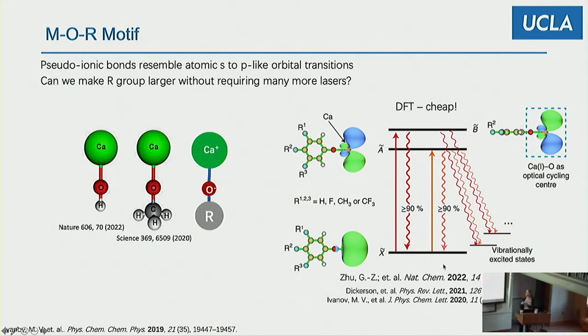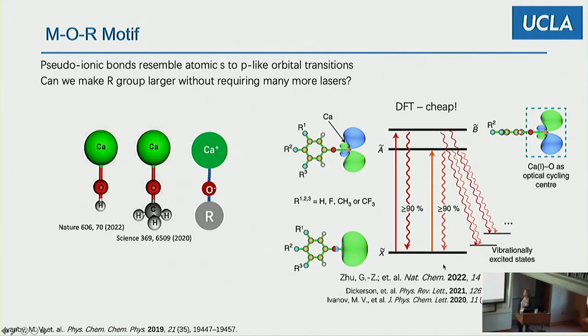We have an unpaired localized electron on our calcium, acts like a radical. That's very easy to treat with density functional theory. It's a pseudo-ionic bond, as Svetlana was talking about earlier, in that it resembles really an S to P-like transition. And then it was not really known if you could keep increasing this R group, because then that would require more repump lasers and seems kind of like a headache.